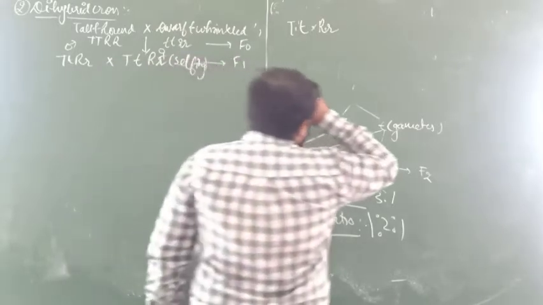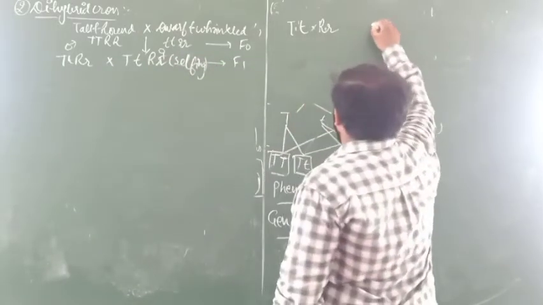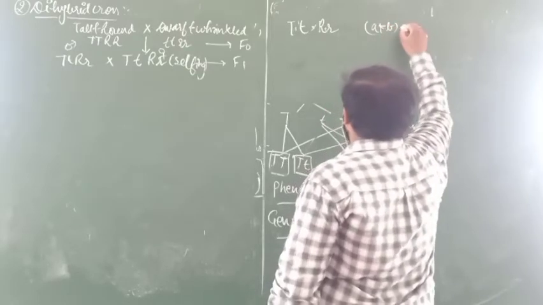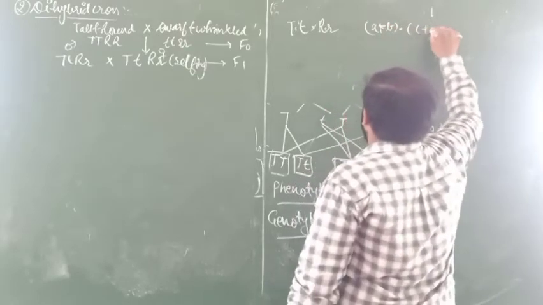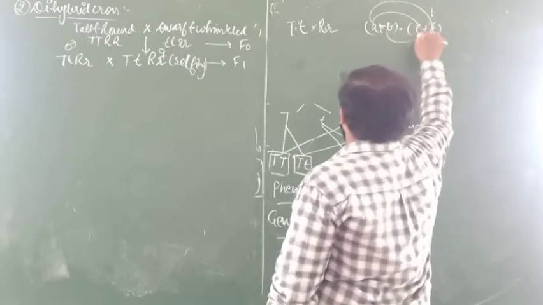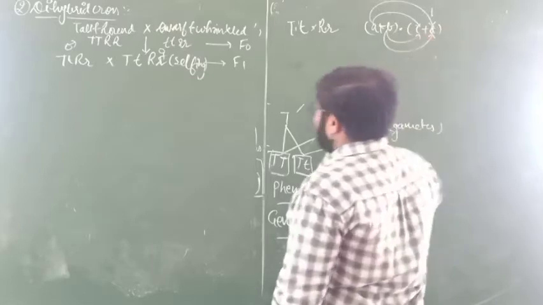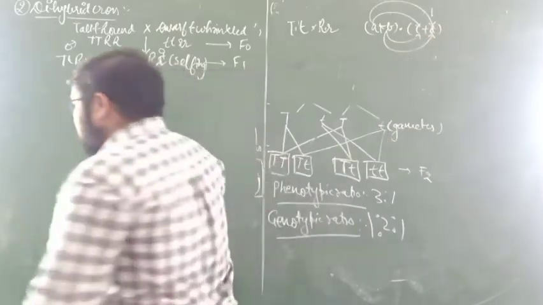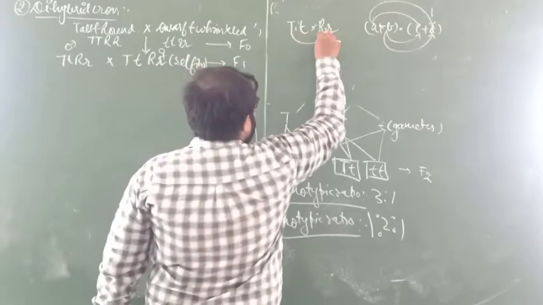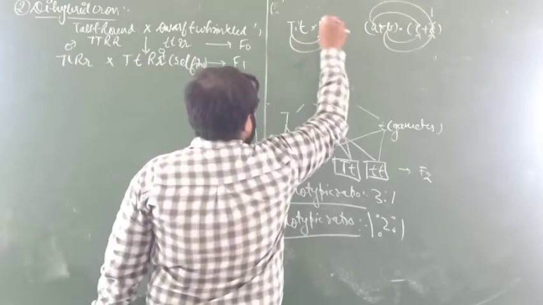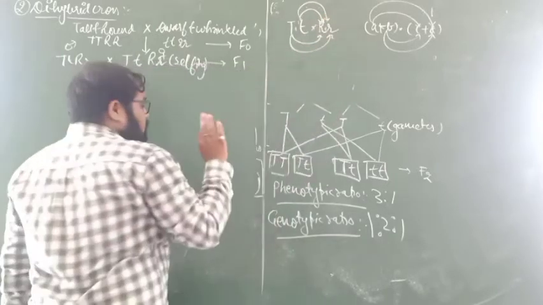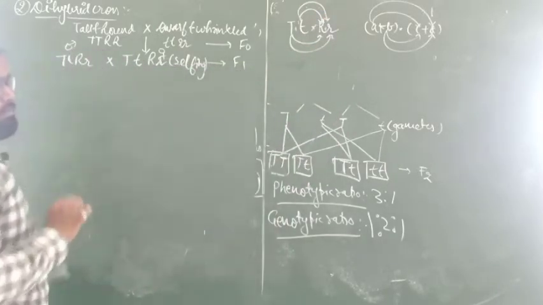So according to the math, that is (a plus b) in one bracket multiplied by (c plus d) in another bracket. So a is multiplied with c, a is multiplied with d, b is multiplied with c, and b is multiplied with d. So what are the gametes that we will obtain? Capital T with capital R, capital T with small r, small t with capital R, small t with small r. That is, 4 gametes we will obtain.